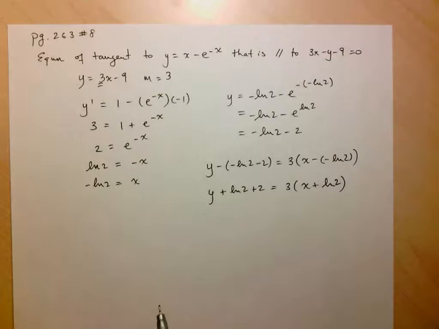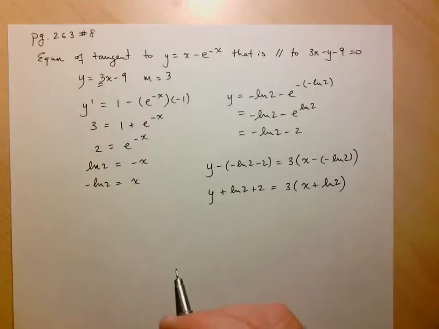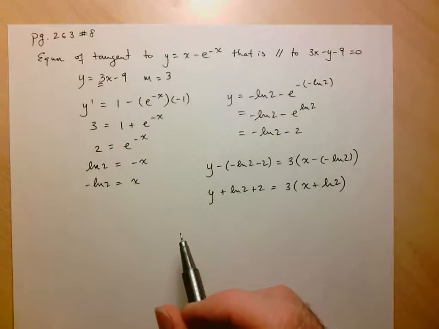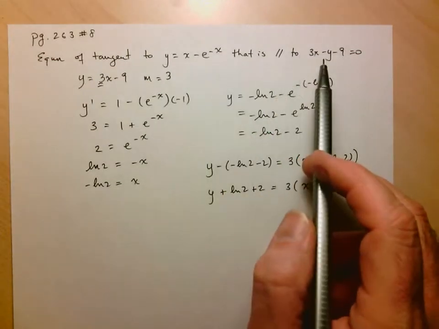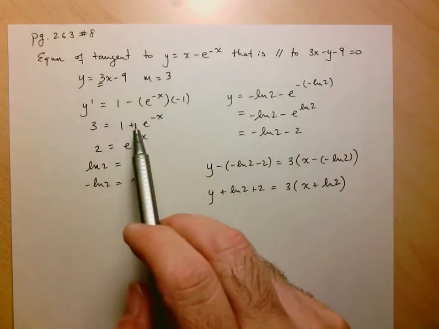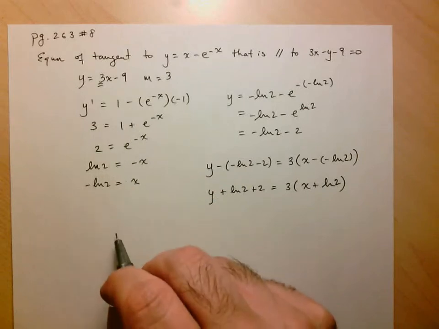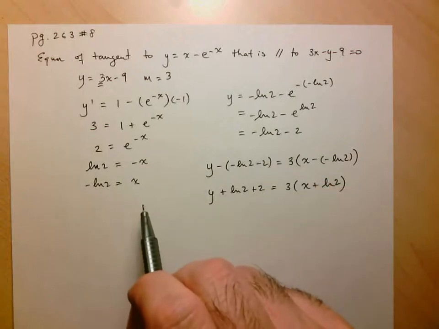If I actually did want it in slope-intercept form, I could just distribute, bring that to the other side, and write it in the y equals mx plus b form. But that's not necessary here. Just to recap, very similar to many problems we solved in the past, we just happen to have an exponential function here. Because it's parallel to this line, we're able to determine the slope, and from that we can use the equation of the derivative to figure out at what x value it has that exact slope of 3, and then from there plug it into the function to figure out the y value.